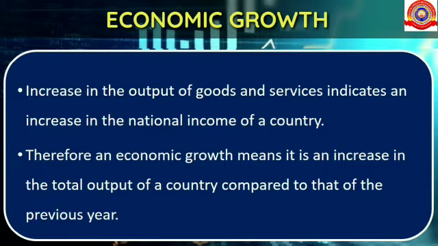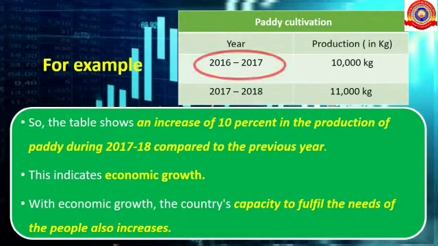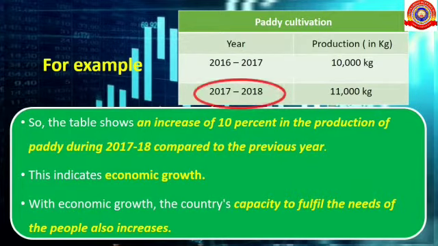Therefore, economic growth means an increase in the total output of a country compared to that of the previous year. For example, let's see this table. It shows the paddy cultivation of the year 2016 to 2018. In the year 2016 to 17, the production is about 10,000 kg, and in 2017 to 18, it is 11,000 kg of production. So the table shows an increase of 10% in the production of paddy during 2017 to 18 compared to the previous year.